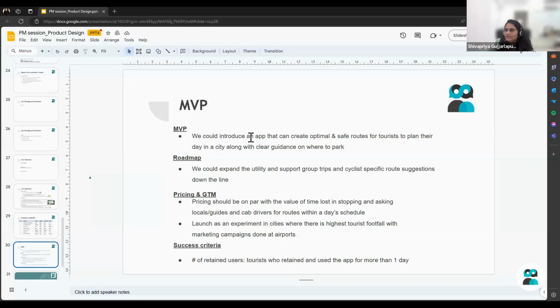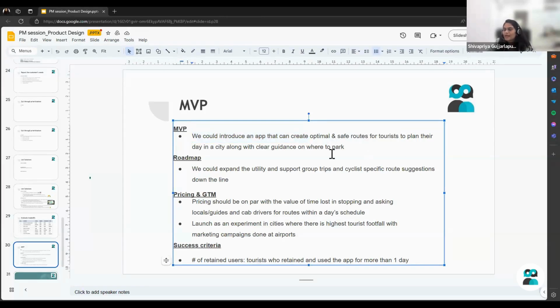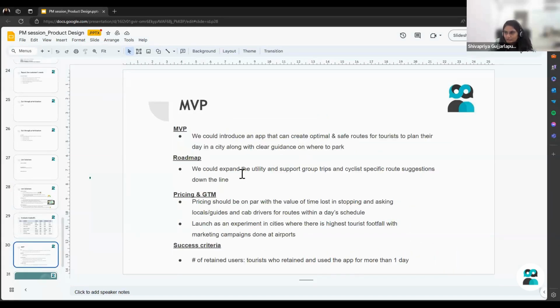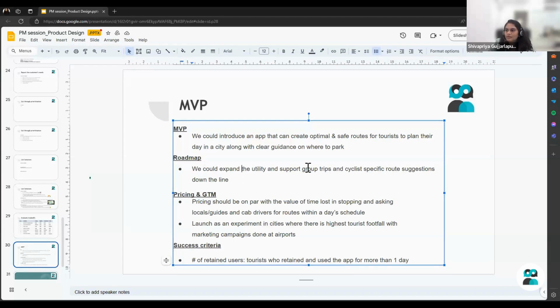The idea is to introduce an app that can create an optimal and safe route and plan their day in a city with clear guidance on where to park. In the roadmap, we will expand the utility and support group trips and cyclist-specific route suggestions, like getting the speed breakers and accident-prone areas, which is very specific to cyclists. We will need some more effort to build it, so we will put it in the roadmap. For now, we can use the generic Google Maps level clarity on it.